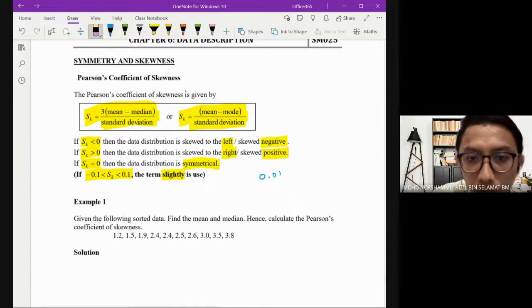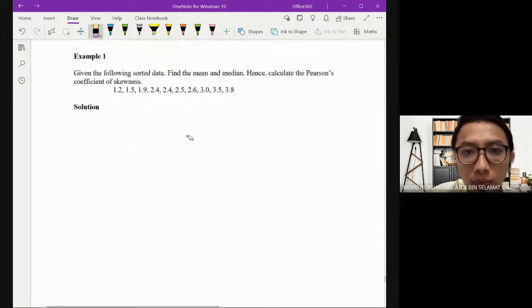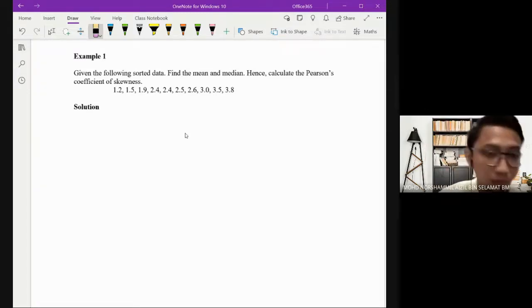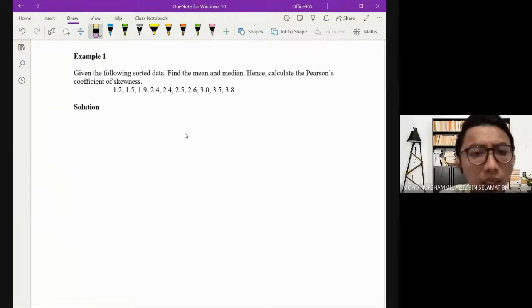So move on to the example. Alright guys, so given the data here, ungroup or group? Ungroup. Okay, take a look at the data. Make sure the data given to you is in ascending order first. Is it in ascending order or scattered numbers? Ascending dah kan? Dah ada ascending order dah.